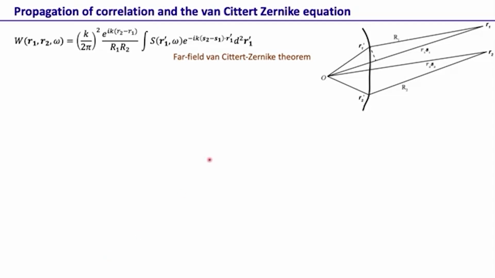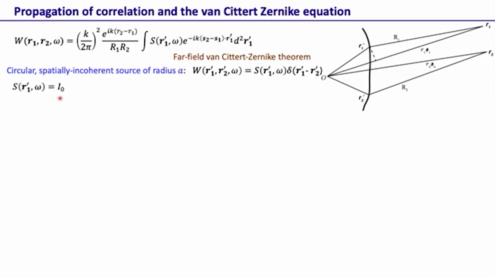So let's see that through one example. This is the far field Van-Sittert-Zernike theorem. Again, we are looking at when the source is completely incoherent, and this time in a specific example, the source is circular and spatially incoherent and has a radius a, and the spectral density intensity is just flat, that is just I naught over the radius a of the source.